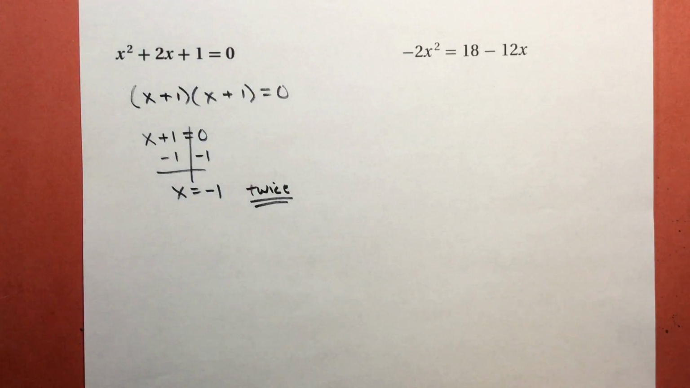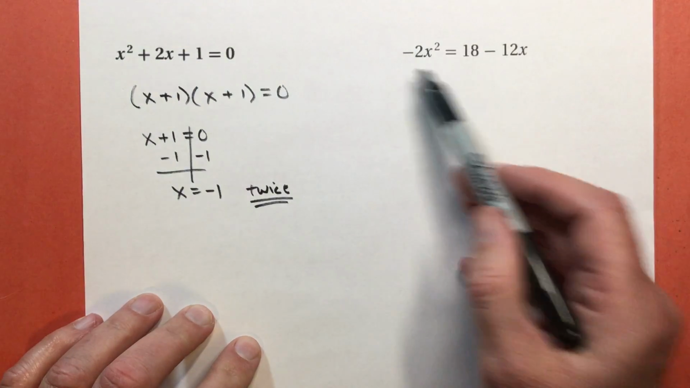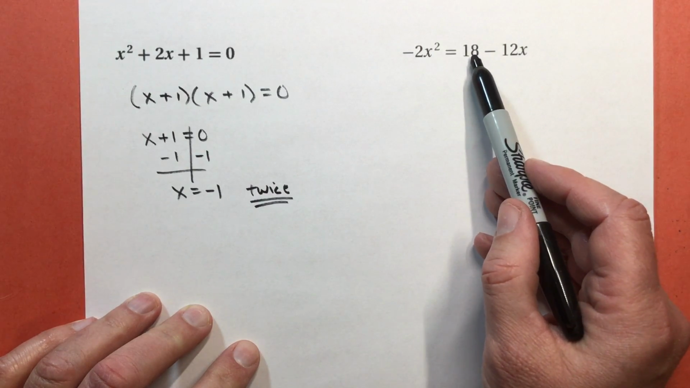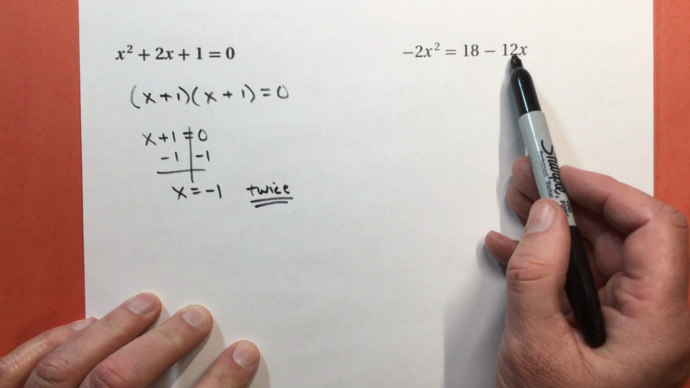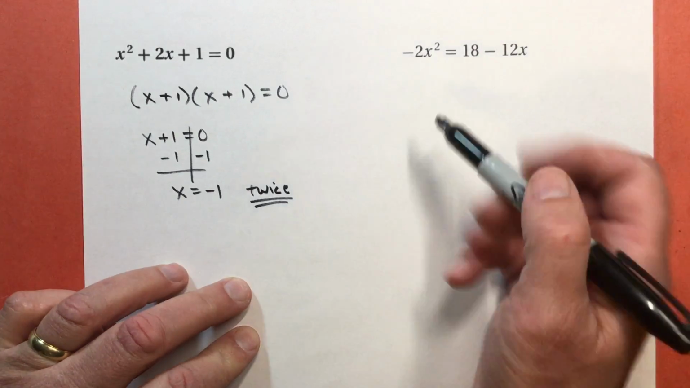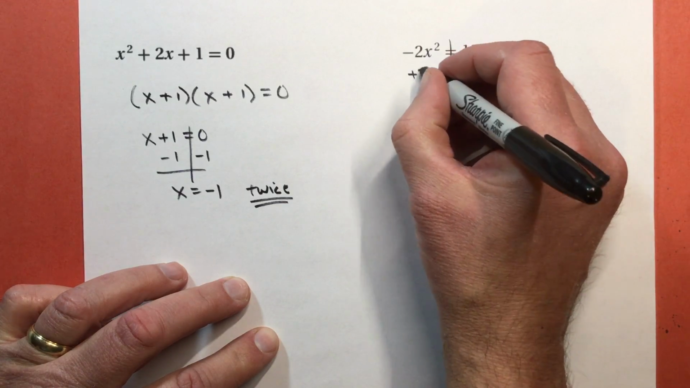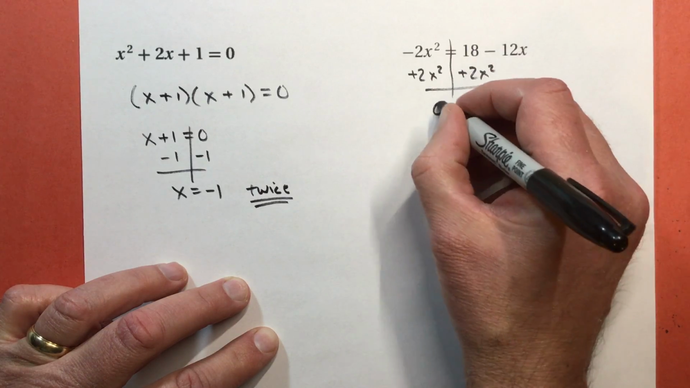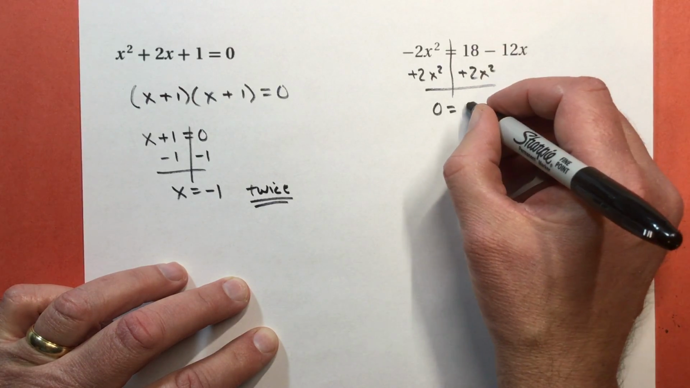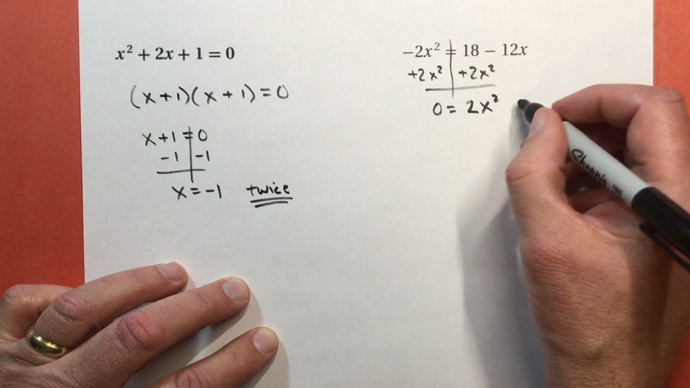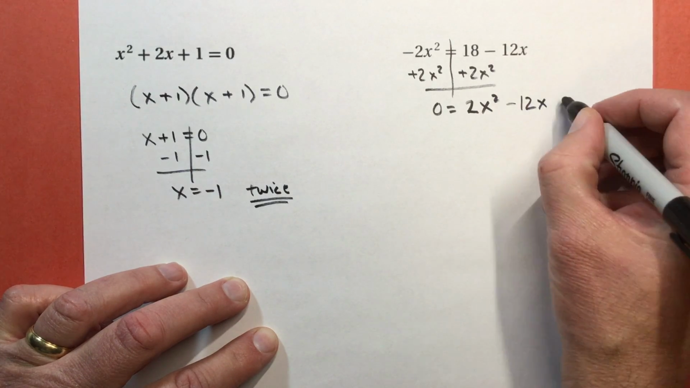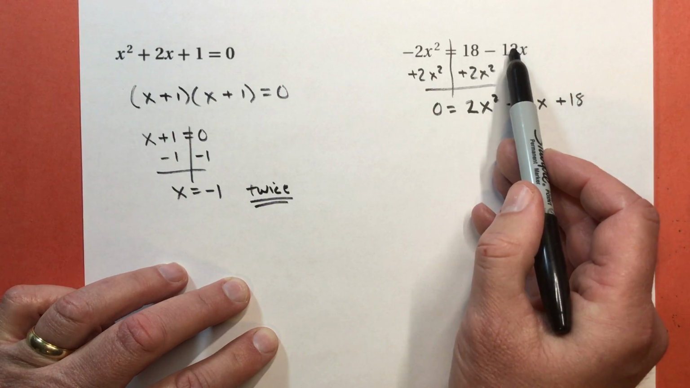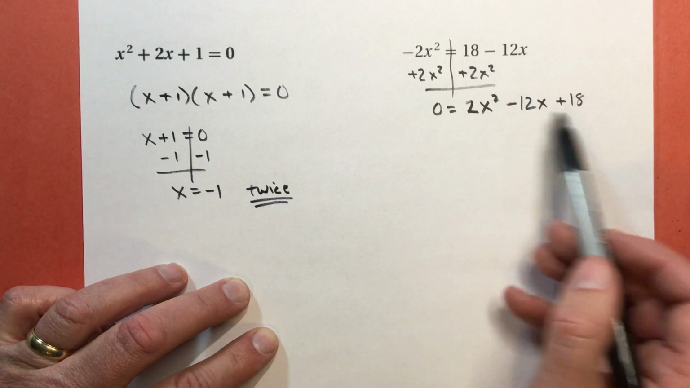All right, last one in this video. Let's move everything to one side. I can use my choice, it doesn't matter. I can add negative 18 to both sides and add positive 12x to both sides. But I'm actually going to work with this one. I'm just going to add positive 2x squared to both sides here. And I get 0 equals, let's put them in standard form order, 2x squared, subtract 12x plus 18. So I have this plus negative 12x plus 18 because I put them in order.